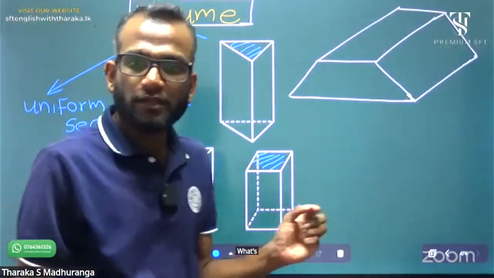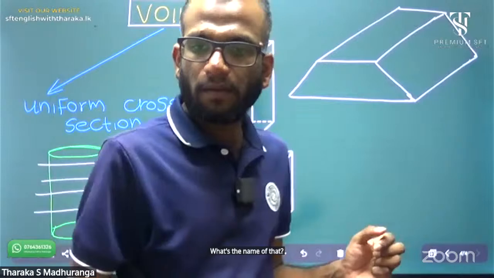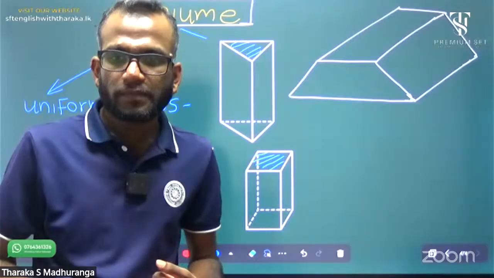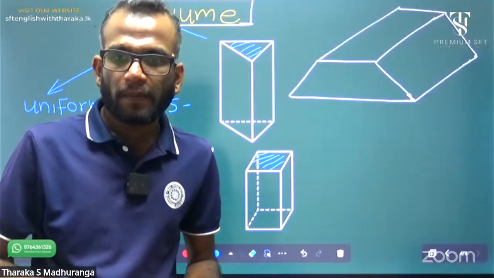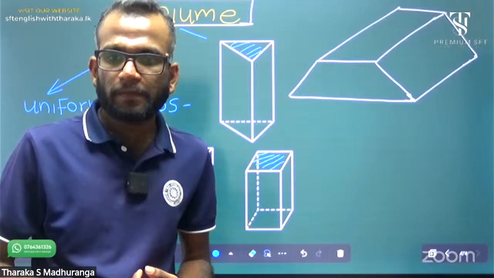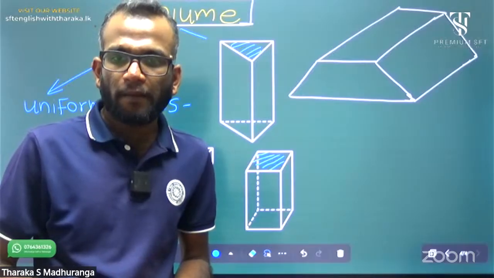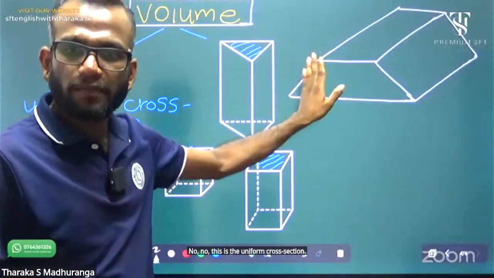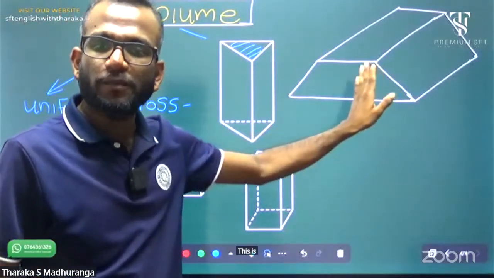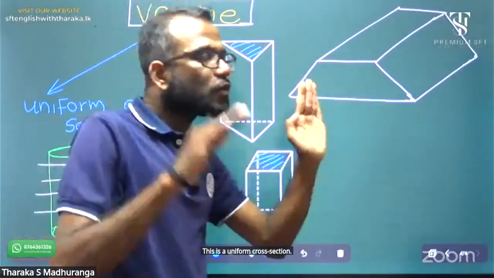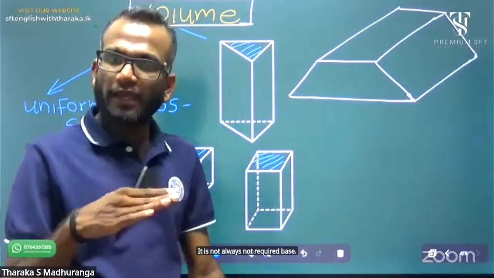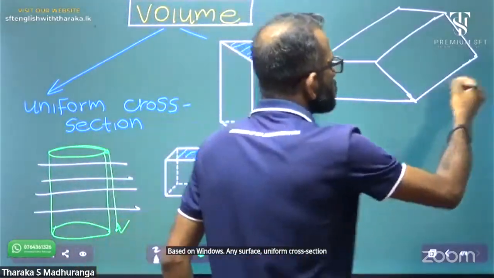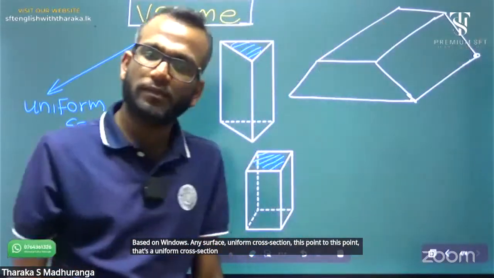What's the name of that? No, this is a uniform cross section. It is not always required to be the base. Any surface, from this point to this point, is a uniform cross section object, right?